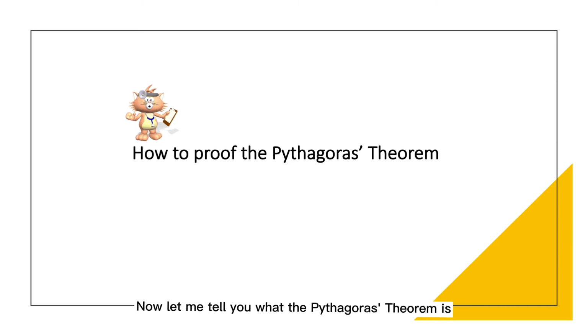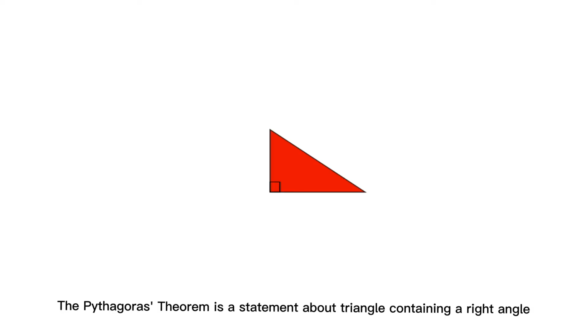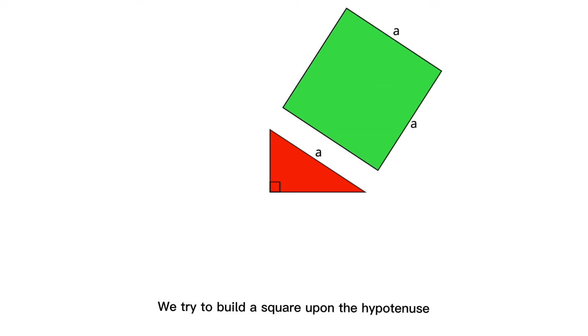Now, let me tell you what the Pythagoras theorem is, and how to prove the Pythagoras theorem. The Pythagoras theorem is a statement about triangles containing a right angle. There are different kinds of proof. For a right angle triangle with sides of length A, where A is the length of the hypotenuse, we try to build a square upon the hypotenuse.